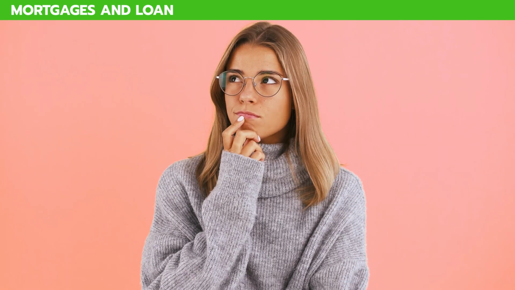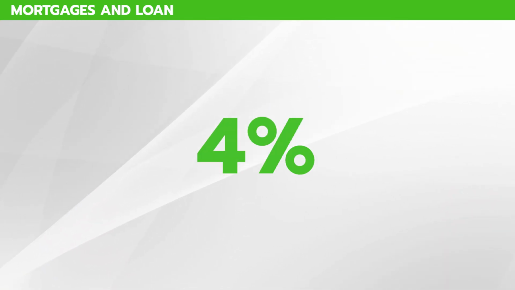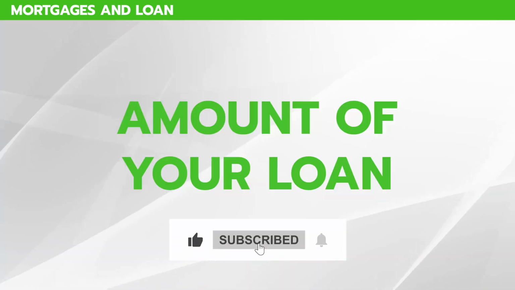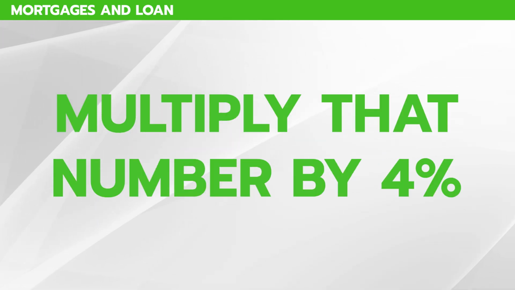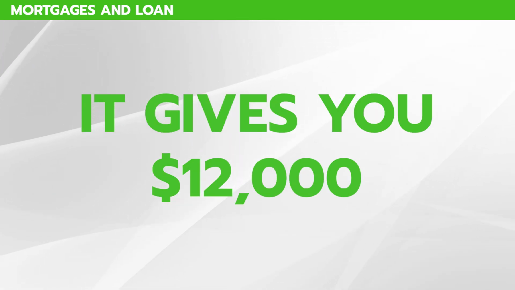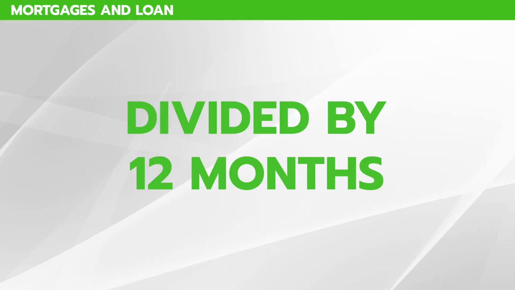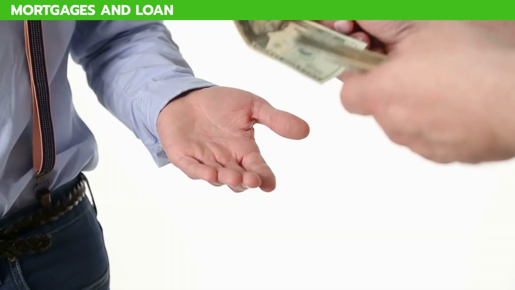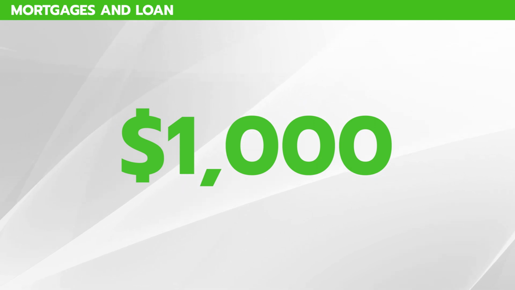But how does your interest rate on that loan affect your monthly payment? Well, let's say you have an annual percentage rate of 4%. In the very first month of your loan payment, they'll multiply your interest rate by the amount of your loan. If you have $300,000 and you multiply that number by 4%, it gives you $12,000. This is an annual rate, so that amount is divided by 12 months, which equals $1,000.